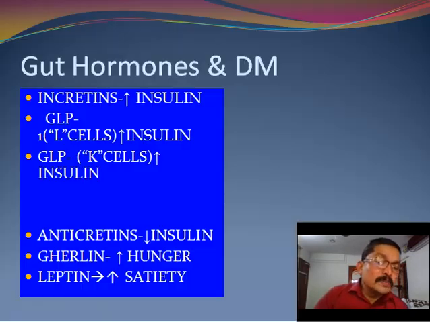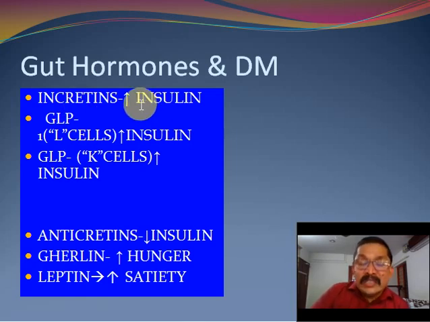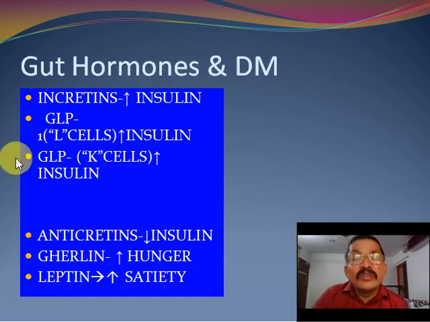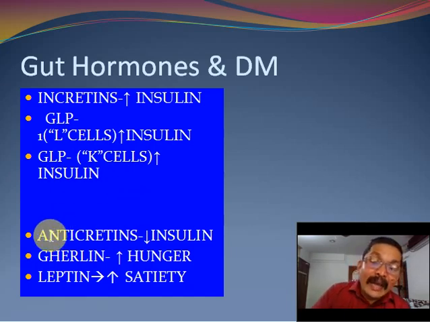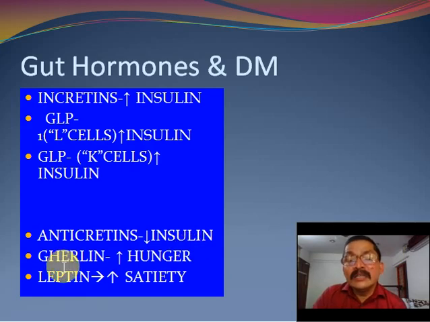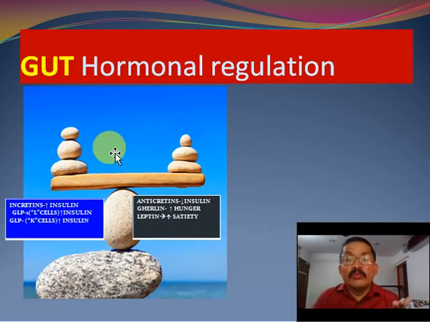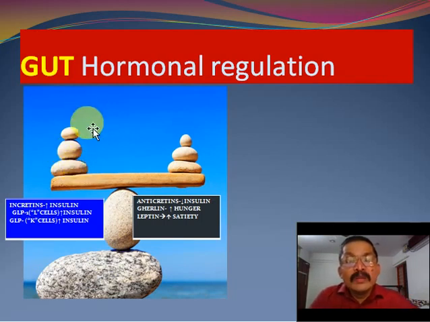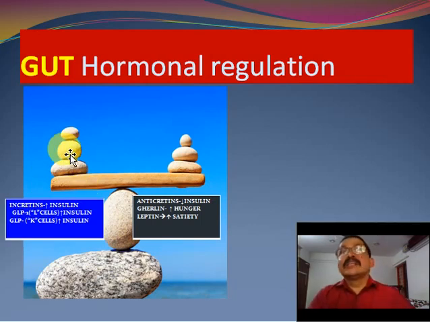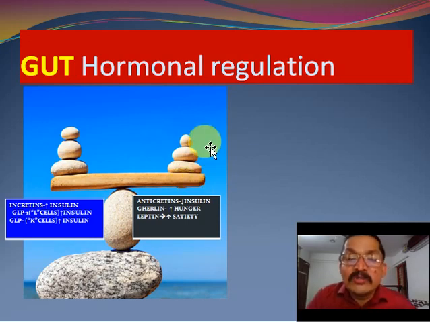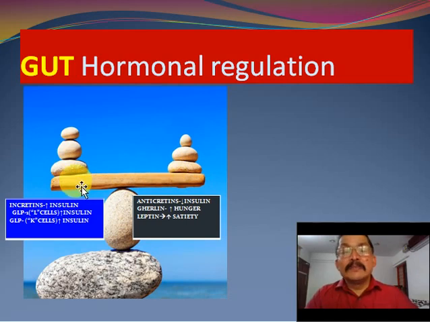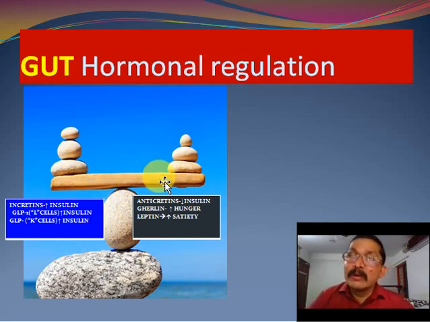So the gut hormones play a very important role, like incretins, which stimulate the insulin, and the glucagon-like peptide of specialized cells known as L cells and K cells, which stimulate the release of insulin. Along with that, the anticretins inhibit the insulin, ghrelin increases hunger, and leptin leads to a condition of satiety. So a very balanced level of hormones which stimulate insulin secretion, and a very balanced level of hormones which inhibit insulin release, plays a very important role in the normal hormonal balance, especially of insulin, by the GIT.